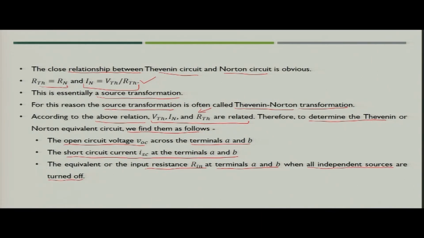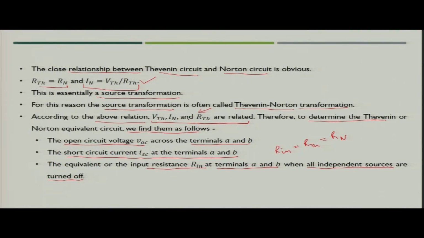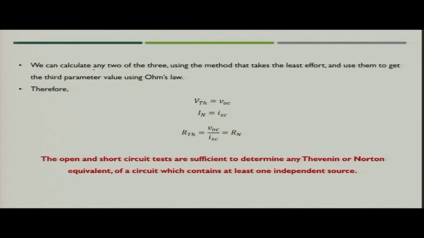So, this would be nothing but equal to R_TH, or you can say that it is equal to R_N also, because R_TH and R_N are essentially the same. So, what we can do, these are the three unknown quantities: V_TH, I_N and R_TH. We need to calculate two of them, and then we use Ohm's law to find out the third one.